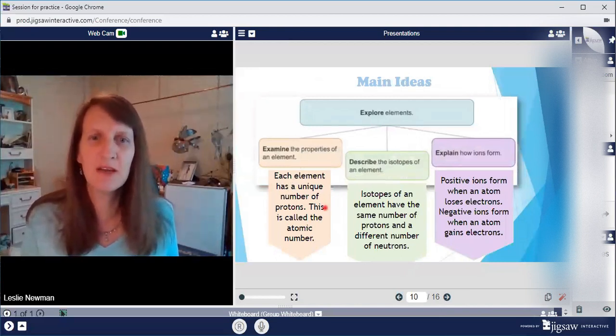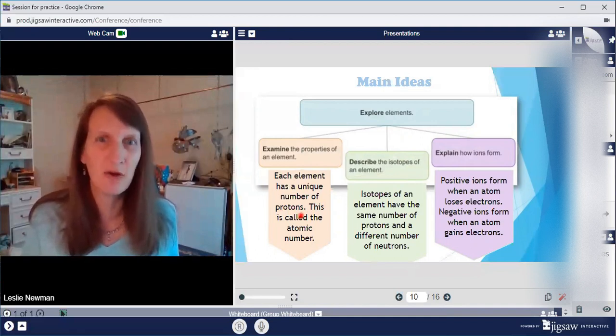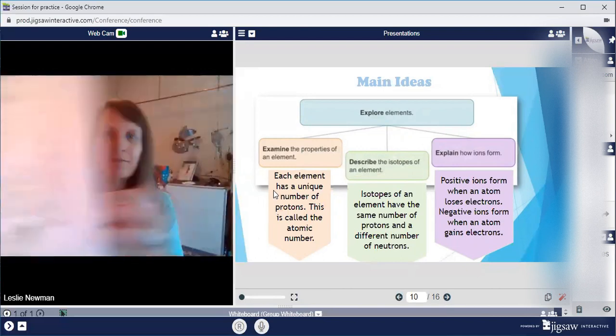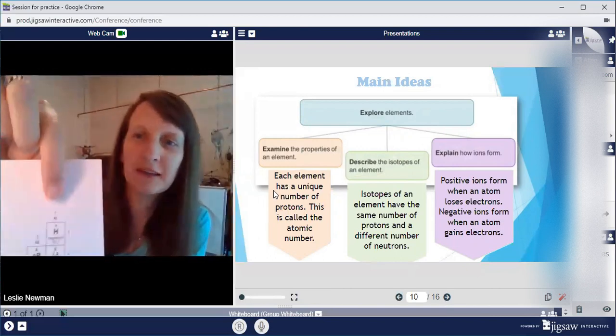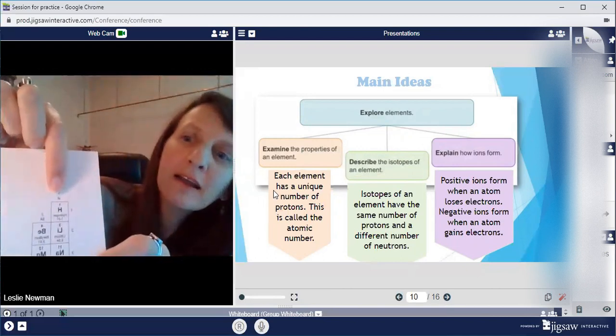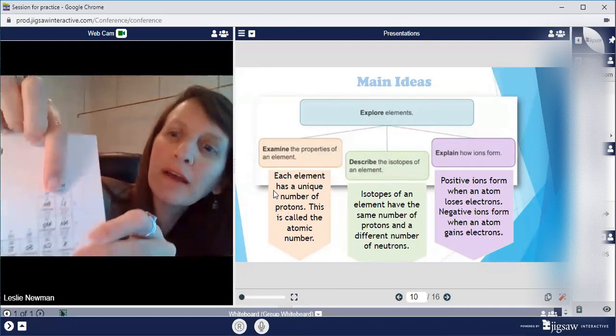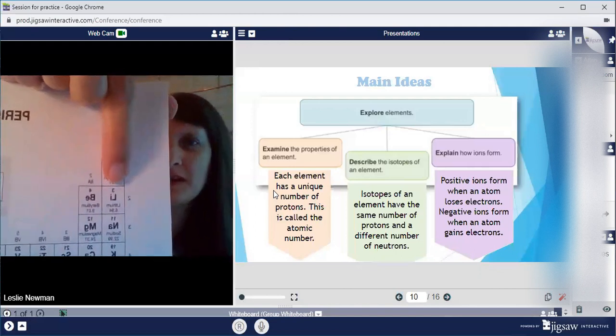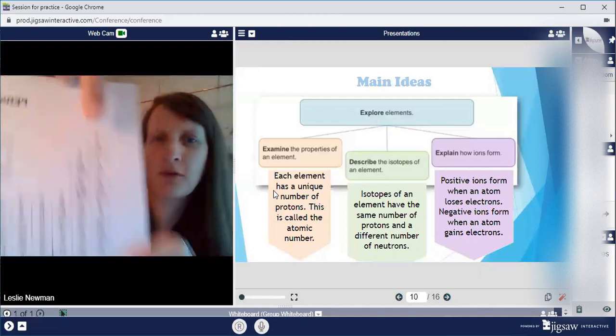Each element has a unique number of protons, and this is the number that it has on the periodic table. Like element number 1 is hydrogen. Let's see, it's right there, right? And it's number 1 because it has 1 proton. Lithium, right below it, is number 3 because it has 3 protons.